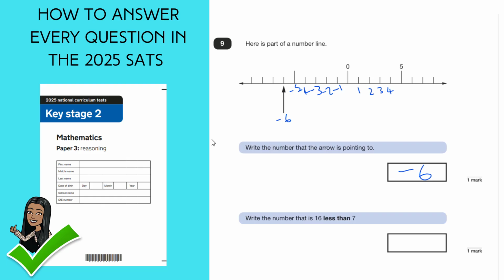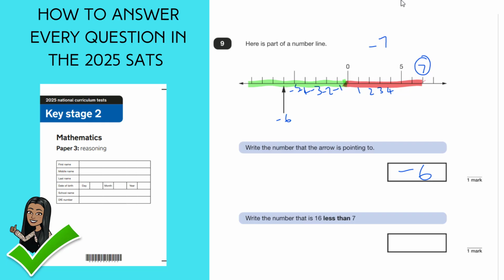Write the number that is 16 less than 7. So you could find your 7 there, and you can count back 16 spaces and then get to the number. But what I like to do is go to 0. So from 7 to 0 is 7 spaces. We need to do 16 altogether. We've already done 7, so that tells me I need to do another 9. So 1, 2, 3, 4, 5, 6, 7, 8, 9. It's going to get me to here.